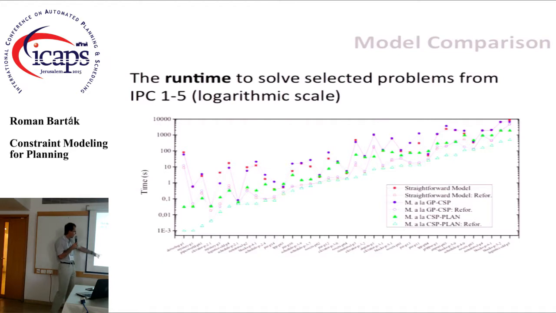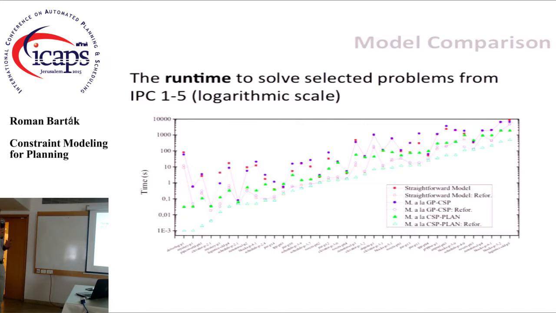So the best model was the CSP-PLAN model reformulated, the last one that I showed you. So it was really the best model, and you can see it's 1, 2, 3, 4, 5 orders of magnitude times faster than the straightforward model not reformulated, which is a huge jump in runtime. And we can do even better. So we can now take this best model, and you can see that it's really best for every problem. We take the problems from IPC, so we did a comparison, and this was really best for every problem.